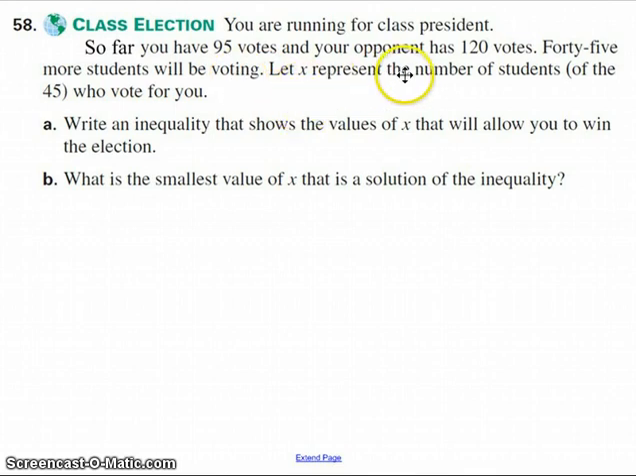So they say, let X represent the number of students out of the 45 who are going to vote for you. So in other words, this is the key point that I think people are going to get lost on. You're going to get some of the 45. Your opponent's going to get some of the 45. The portion that you're going to get is going to be called X. Now you're supposed to write an inequality. So go ahead and do that, hit the pause button, and come back.